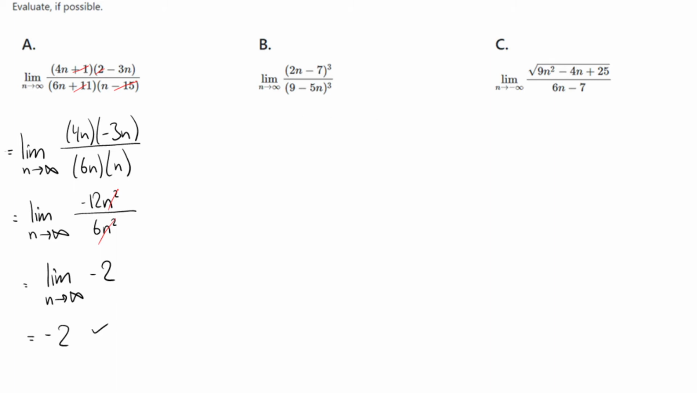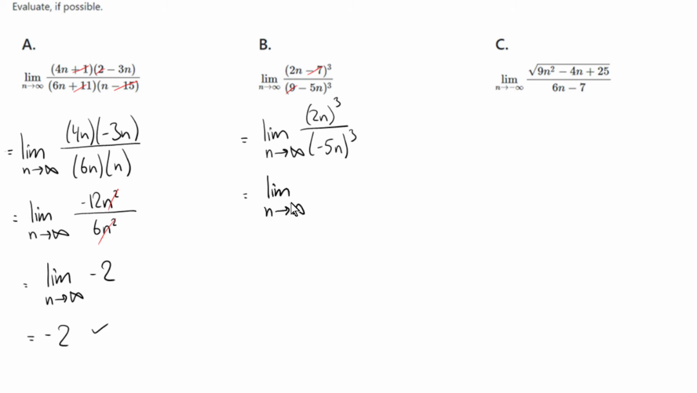In B, we start the same way, eliminating any zero order terms, leaving us with the limit as n is approaching infinity. In the numerator, we have 2n cubed. In the denominator, we have negative 5n cubed.